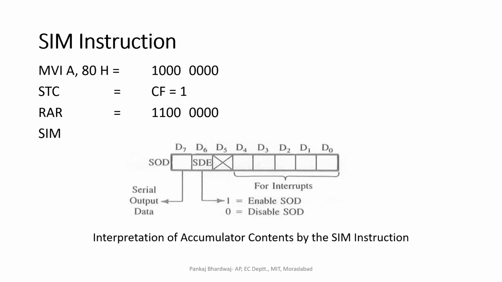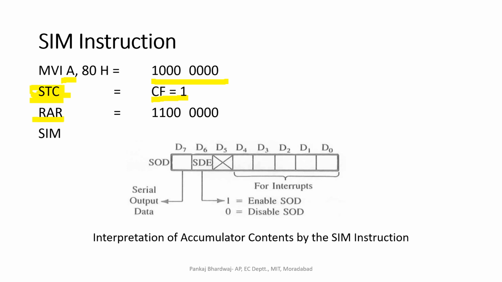The first one is SIM, that is set interrupt mask, that is used for masking the interrupt as well as the serial communication. I'm just giving you an example that we can use the serial data port using programming of the 8085 microprocessor, that is by using the SIM instruction. For example, I have moved immediately the hexadecimal number 80 in the accumulator, so this will be 10000000, right? And in the next instruction, we set the carry flag as 1. The STC command we use to set the carry flag.